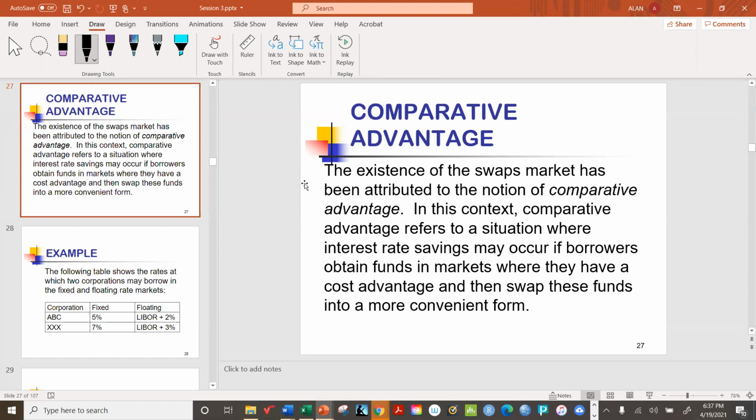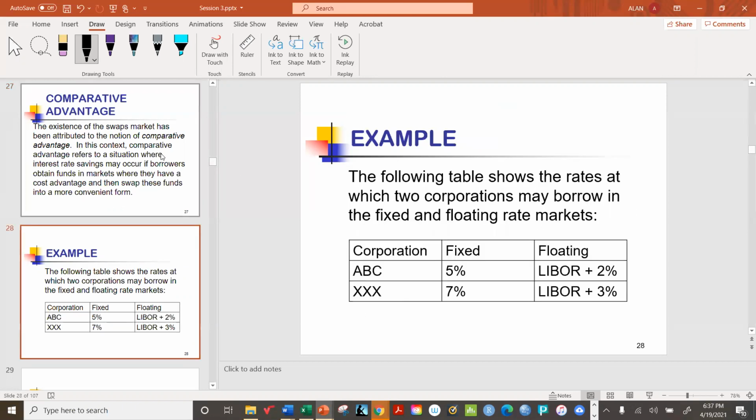So in the next chart, we're going to see two corporations, ABC and XYZ, and we're going to see their borrowing costs in the fixed and floating rate markets. So let's say that they could borrow this money from a bank or else they can issue bonds. The bottom line, though, is that ABC is more creditworthy. They will pay a lower rate, whether it's the fixed rate market or the floating rate market.